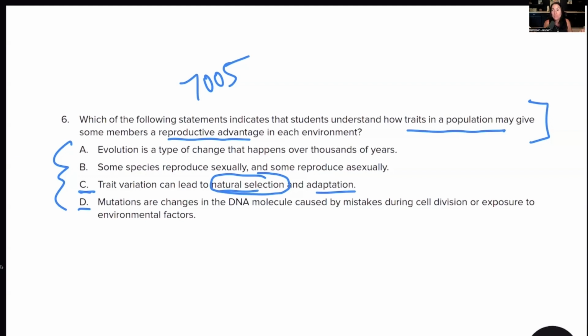This is, again, very simplified, but that is natural selection. You have inherited some sort of trait variation that gives you an edge, which leads to natural selection and adaptation of a species. C is the best answer. And we go through all of this in the book and in the online course.